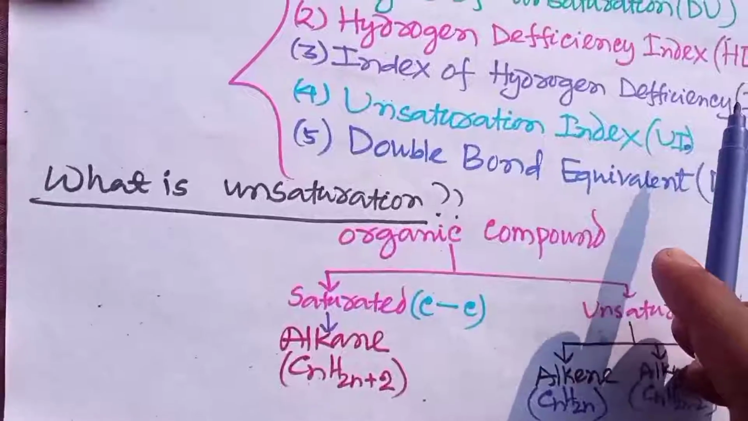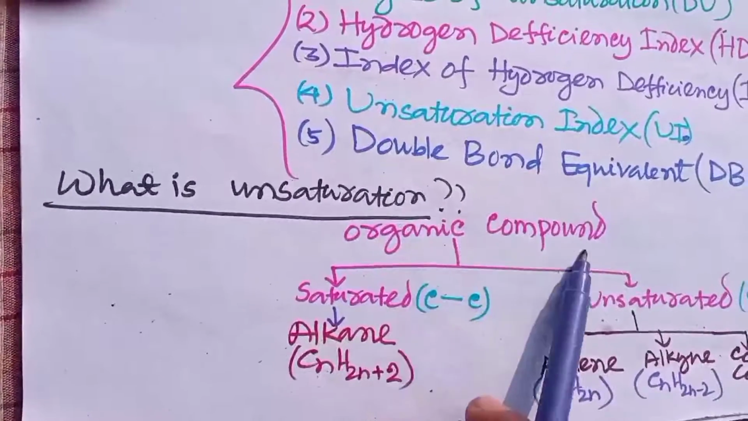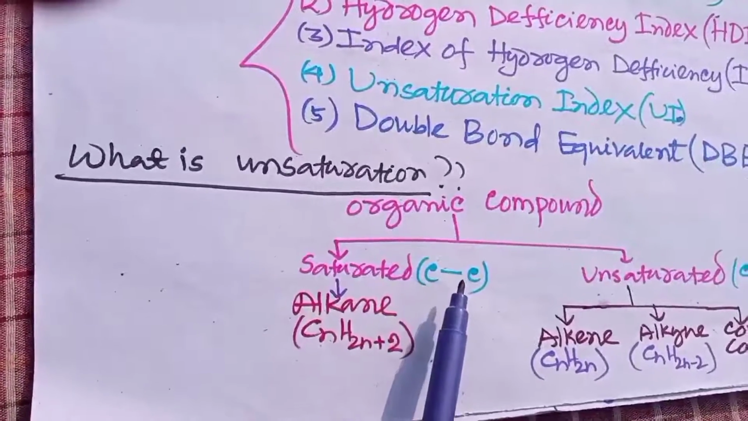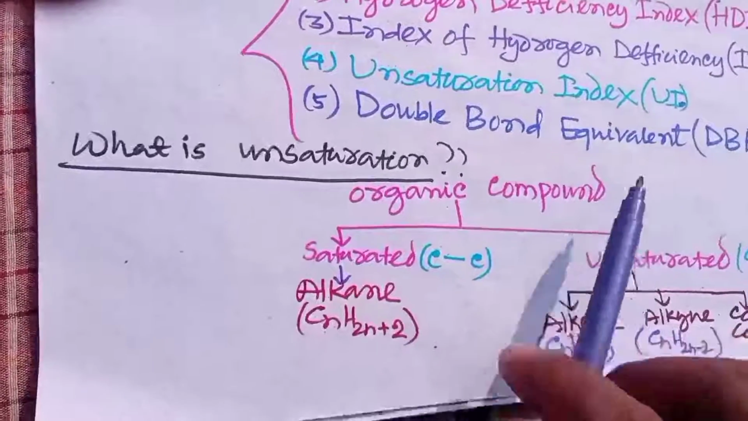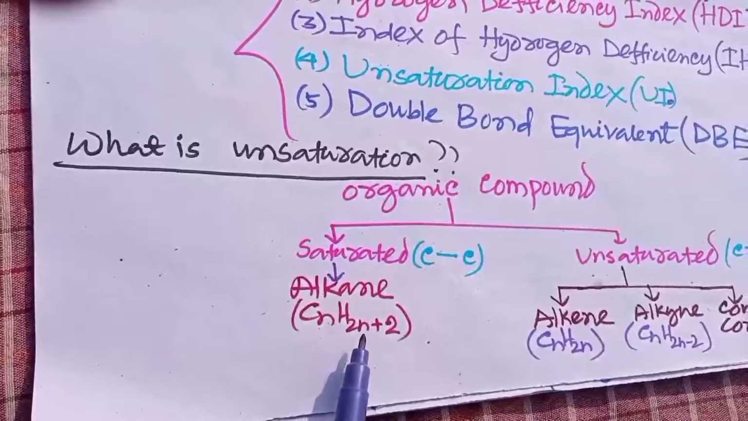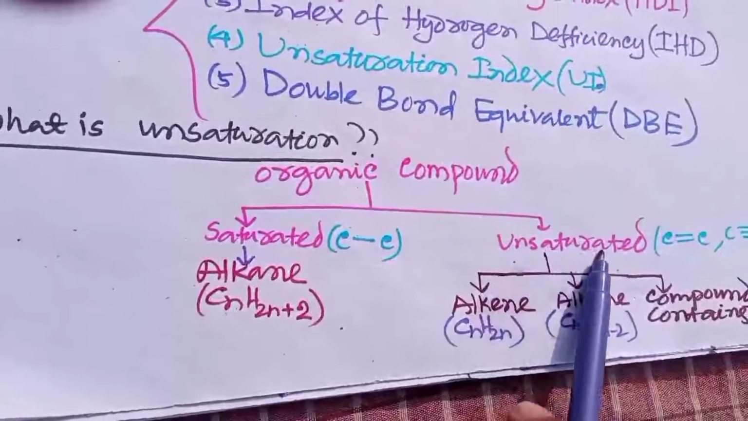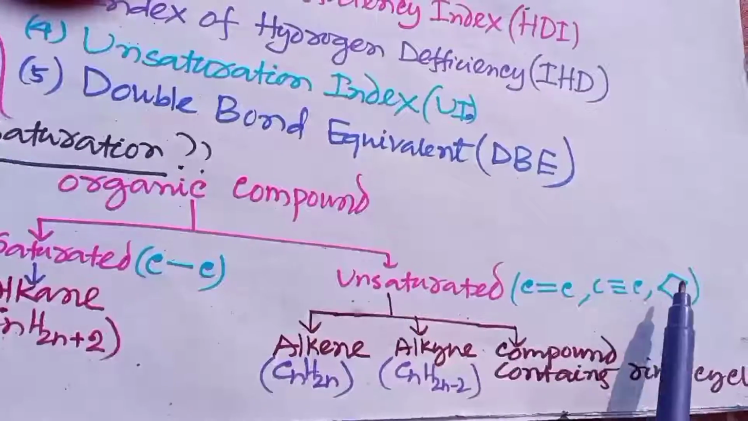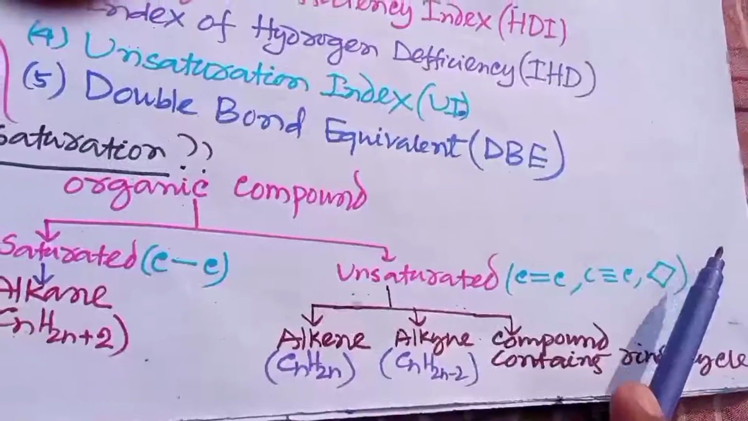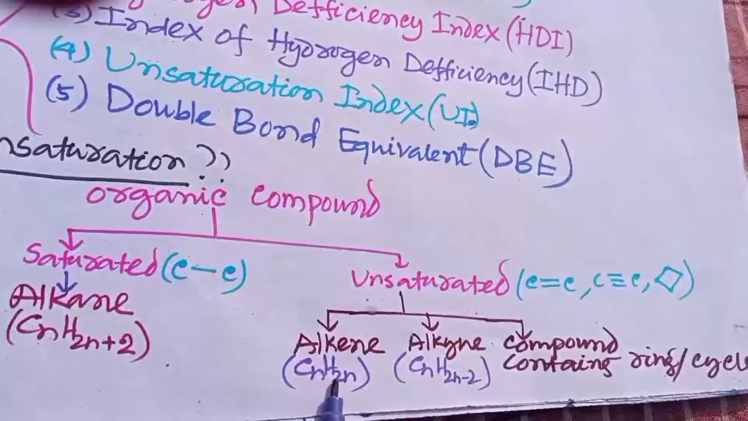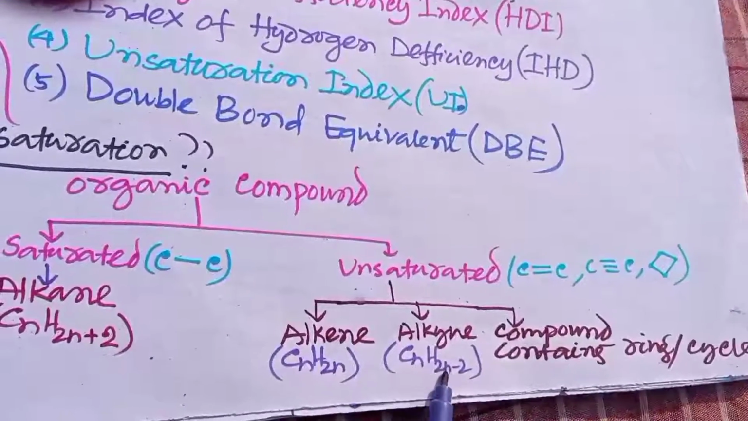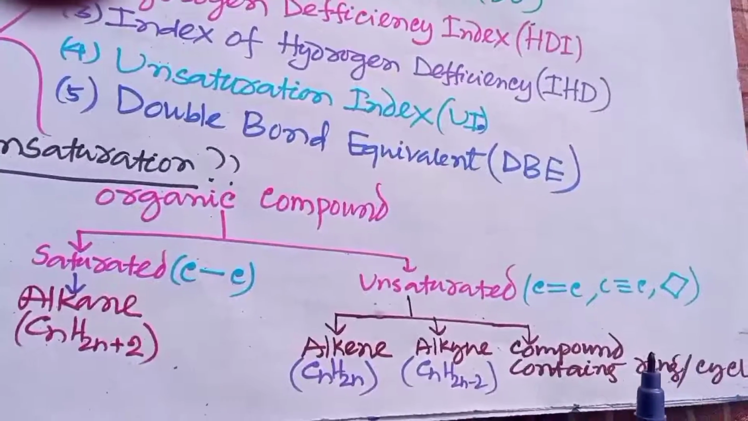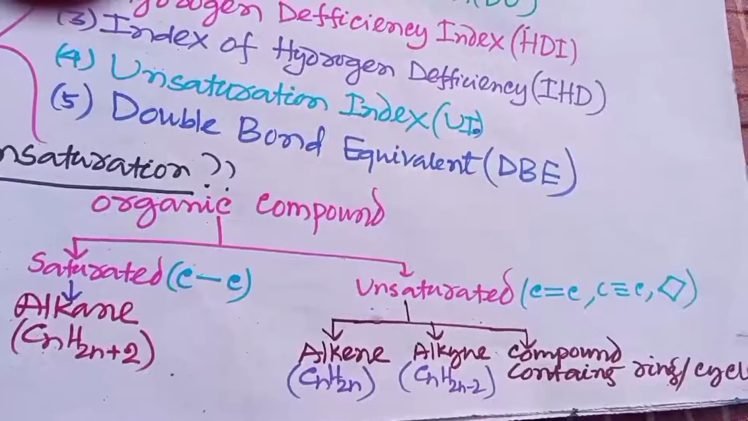So let us first of all understand what unsaturation is. Organic compounds are basically of two types: saturated and unsaturated. A saturated organic compound means an organic compound containing only carbon-carbon single bonds. One example is alkane, whose general formula is CnH2n+2. And an unsaturated compound means an organic compound containing a pi bond or a ring. It may contain a double bond or triple bond, or it may contain a cycle or a ring. The examples are alkene, whose general formula is CnH2n, alkyne, whose general formula is CnH2n-2, and a compound containing a ring or cycle. So unsaturated compounds are basically compounds containing either a pi bond or a ring, or both.